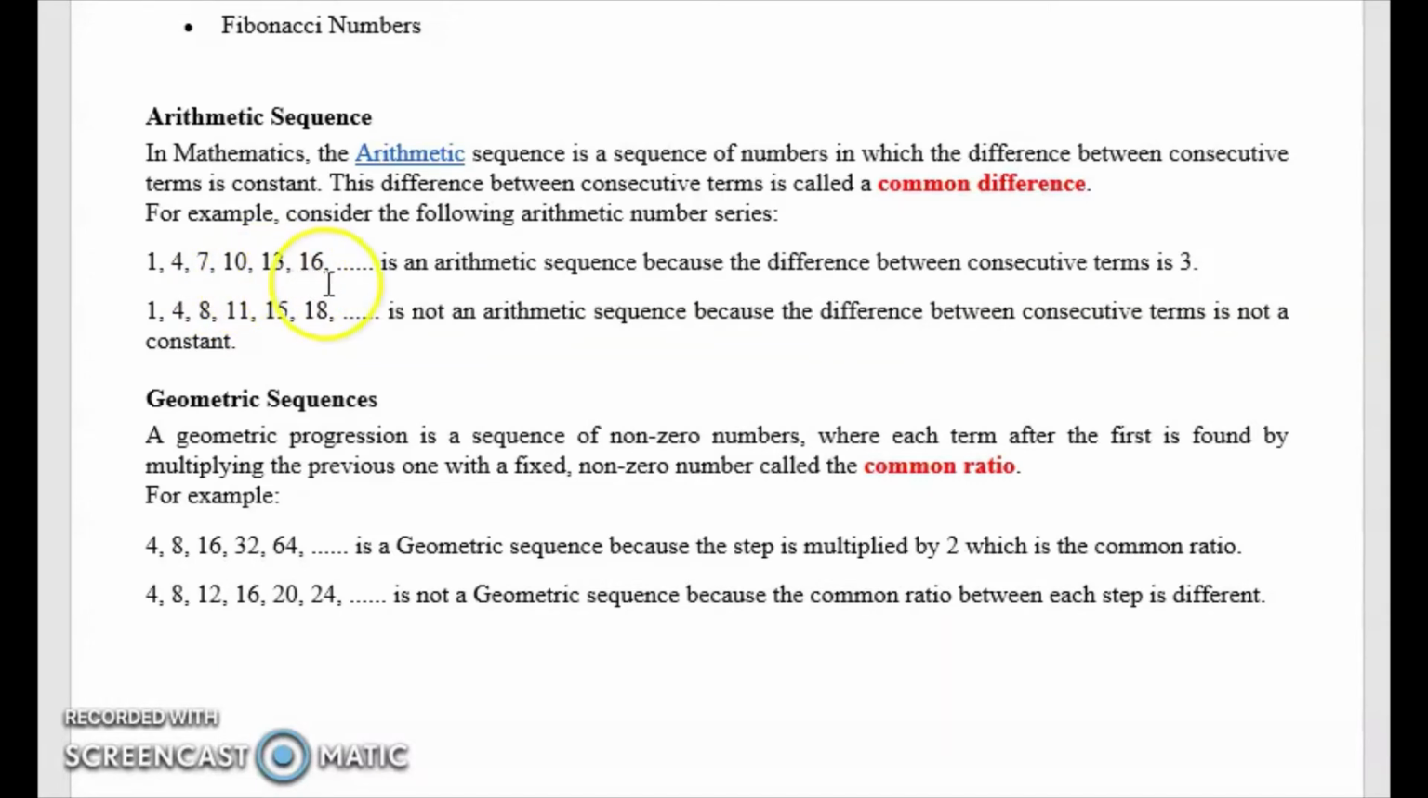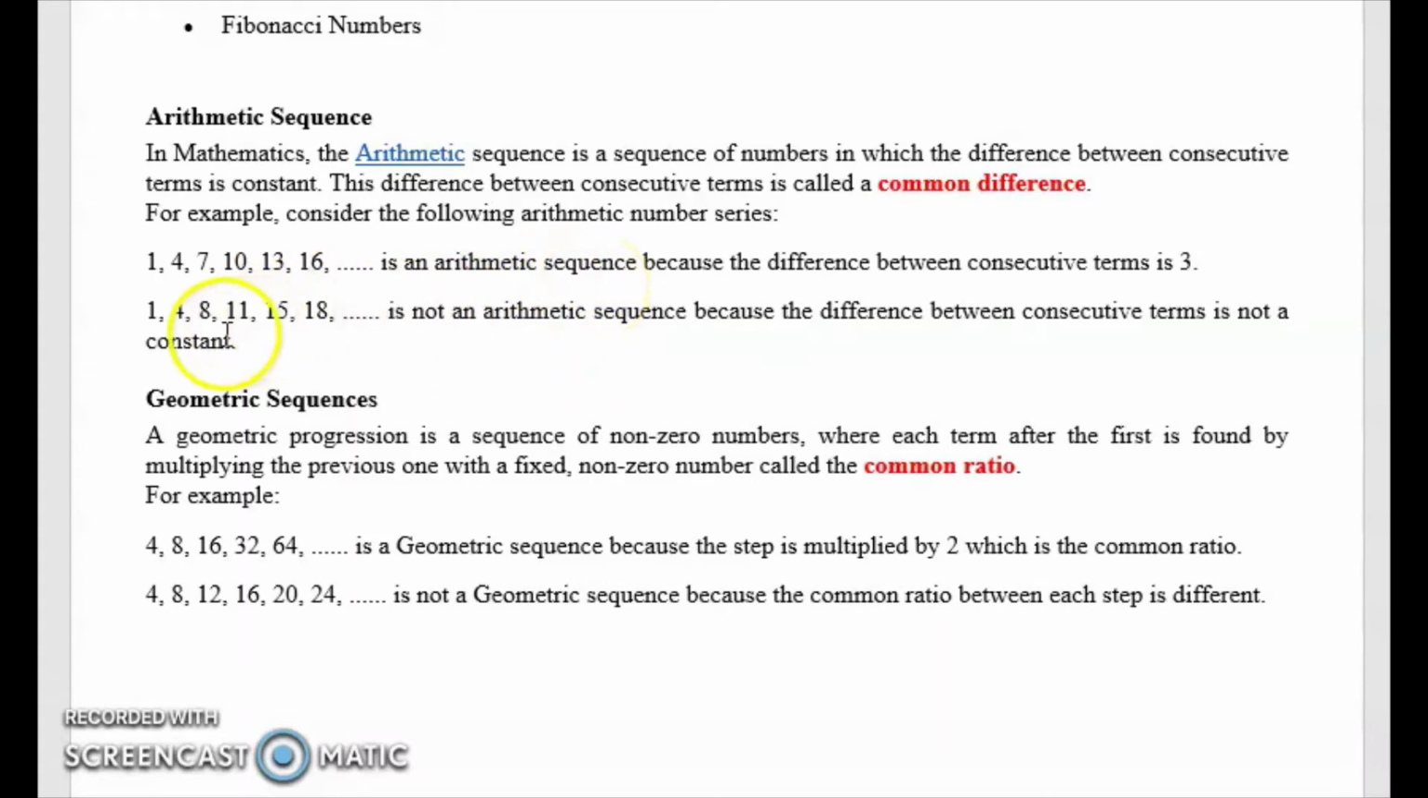The next number here is 19. Mag-a-add ka lang ng 3. 16 plus 3 is 19, and 19 minus 16 is 3. So they have a common difference. Pare-parehas sila ng difference in between. So it is an arithmetic sequence.